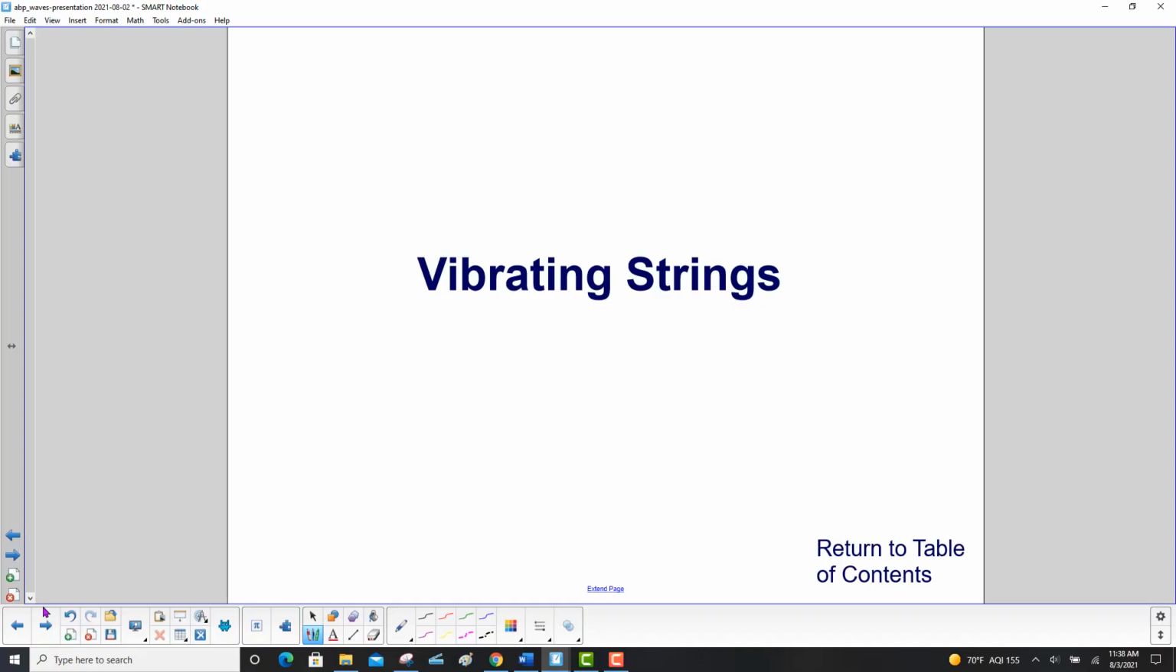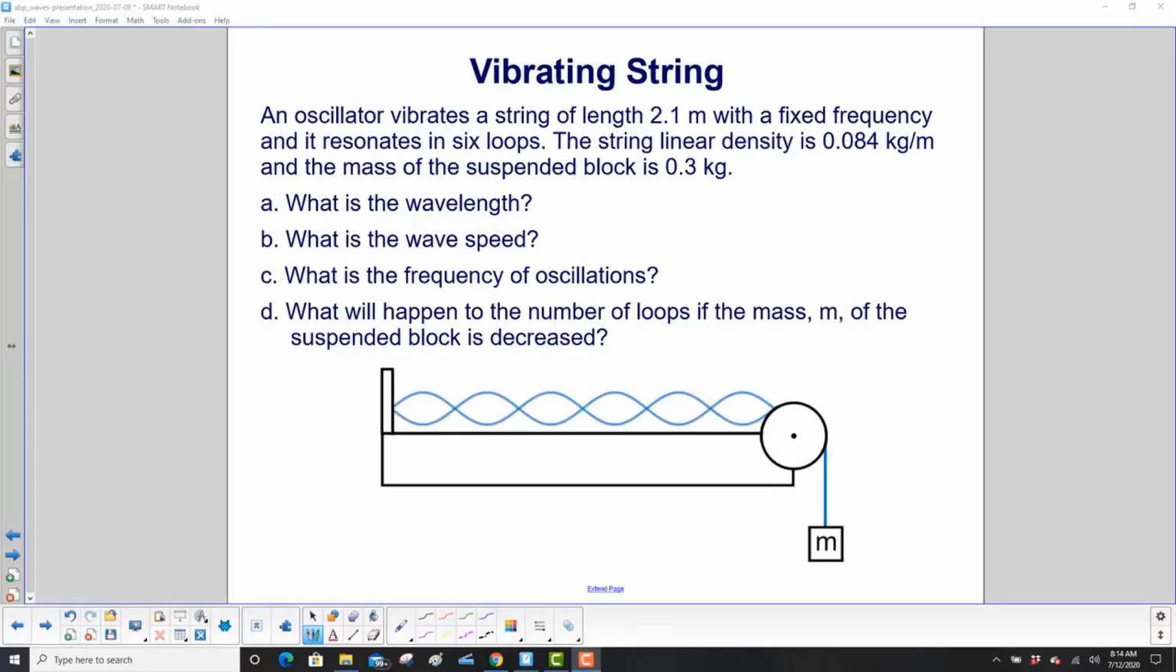Vibrating strings. An oscillator vibrates a string of length 2.1 meters with a fixed frequency, and it resonates in 6 loops. Here's the oscillator over here. The string linear density is 0.084 kilograms per meter, and the mass of the suspended block is 0.3 kilograms.